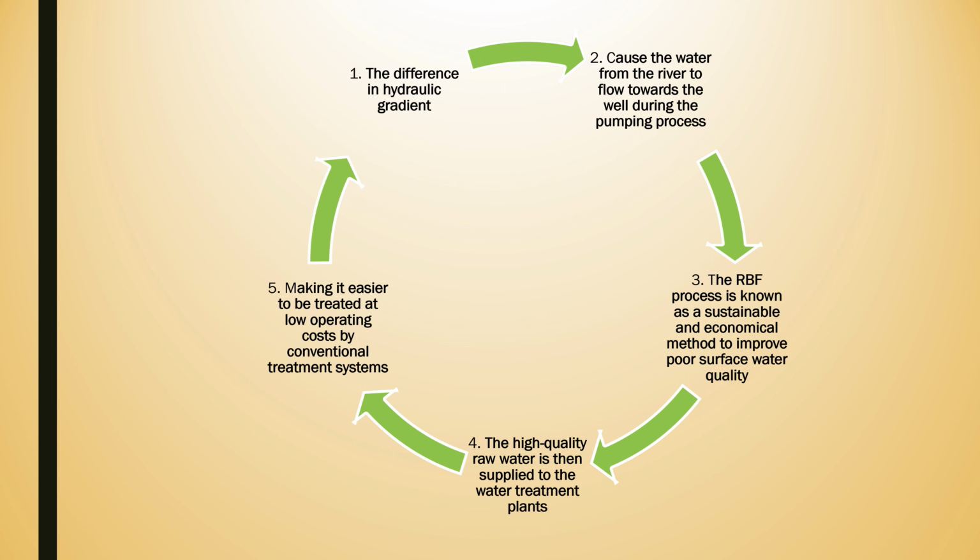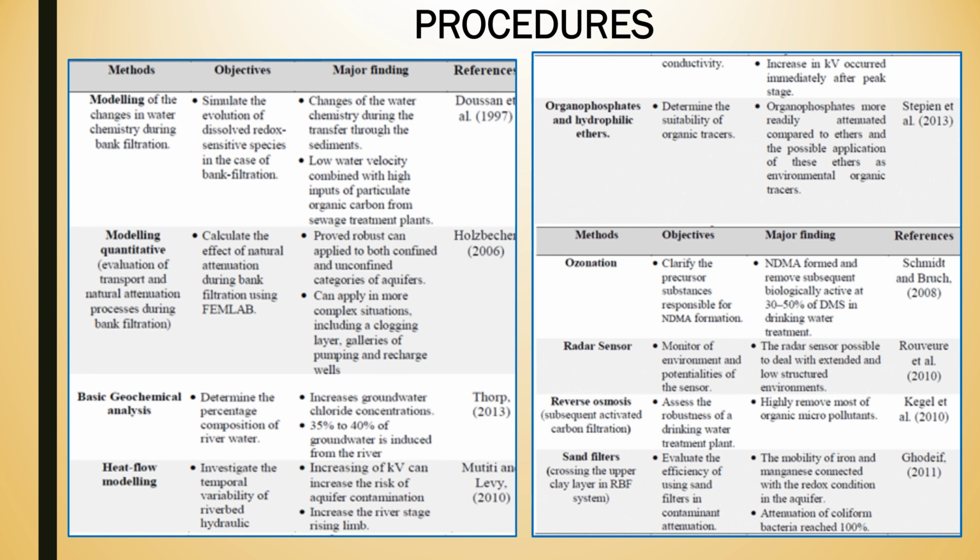Then the high quality raw water is supplied to the water treatment plant, making it easier to be treated at low operating cost by the conventional treatment system. Okay, this is the procedure of RBF. So we have the methods, objective, and major finding, and also the reference.